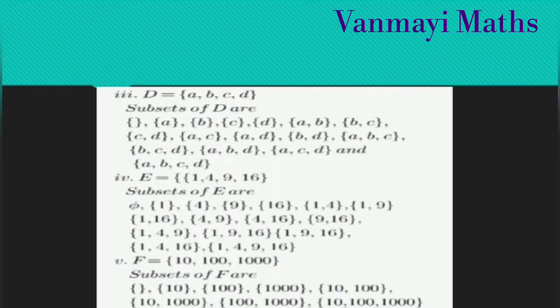Next one, D = {A, B, C, D}. It contains 4 elements, so 2 to the power of 4, that is 16 subsets are possible. They are the empty set, {A}, {B}, {C}, {D}, {A, B}, {B, C}, {C, D}, {A, C}, {A, D}, {B, D}, {A, B, C}, {B, C, D}, {A, B, D}, {A, C, D} and {A, B, C, D}.